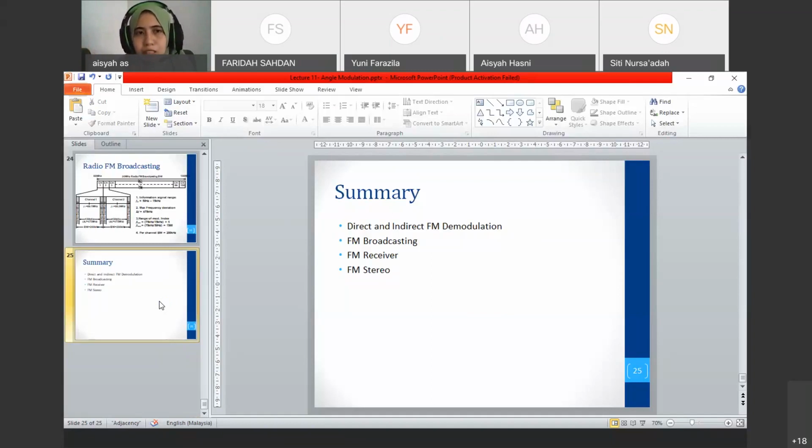And the indirect one is a bit different, because the FM signal is changed to the modulating signal based on the error. This means we have the VCO and the loop. And then for the FM receiver, you need to know the block diagram and the need for pre-emphasis and de-emphasis. And also the last one is the FM stereo.